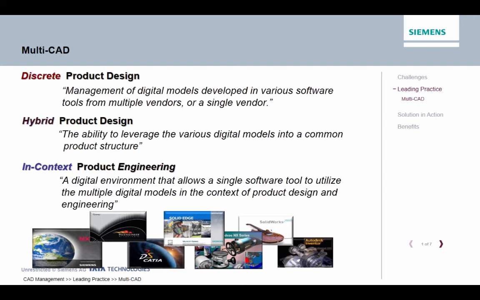At the high end, we have the in-context product engineering, wherein I am visualizing the CAD geometry created in one CAD system, say NX, in another CAD system. So what I'm going to do is I'm opening NX CAD geometry in Catia. I'm not only visualizing NX and Catia together now, I'm going to create or edit Catia geometry in the context of the NX CAD geometry. So that makes my in-context product engineering. We will see more details about this in the subsequent slides.